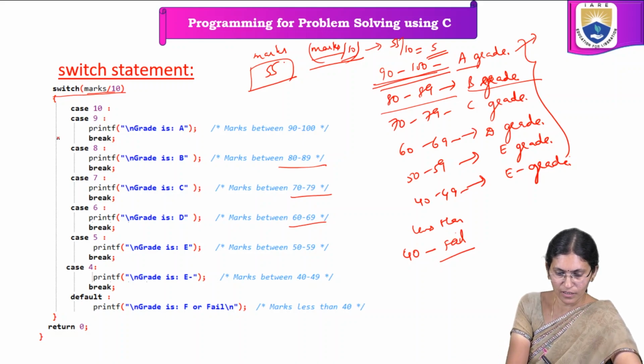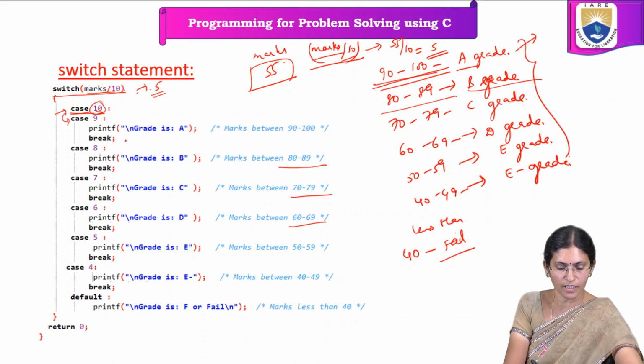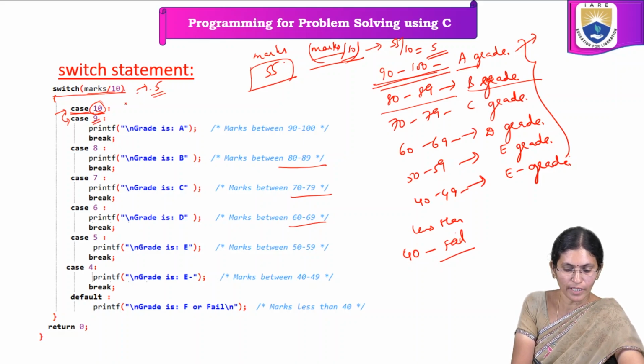So 5 means first it will check the case labeled as 10. It doesn't match with this. The expression value evaluated is 5. The case label 10 and this 5, these both are not equal. This expression and this case label will be checked. If both are not equal, then it will move to the next case. Here also 9 and 5 are not equal. Therefore it will move to another case. 8 and 5 are not equal.